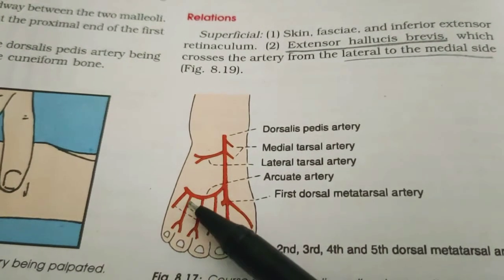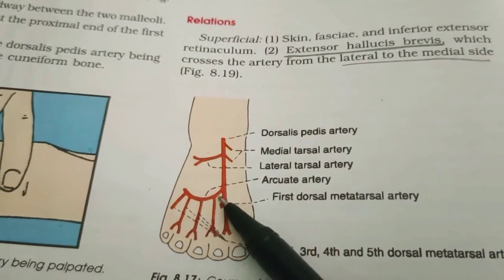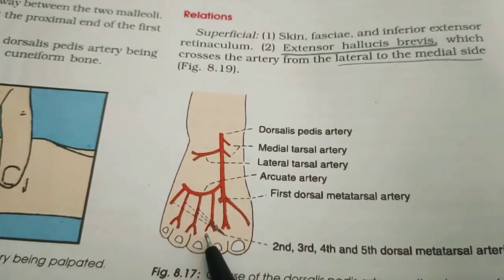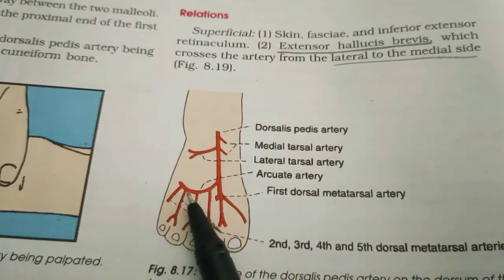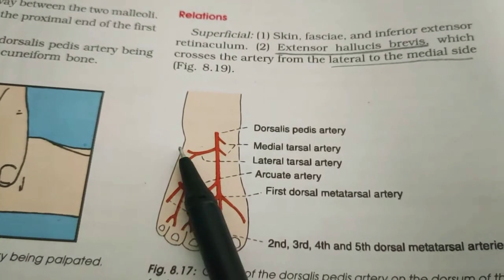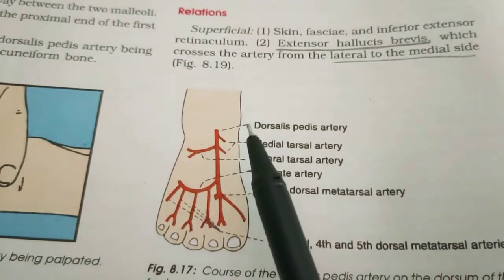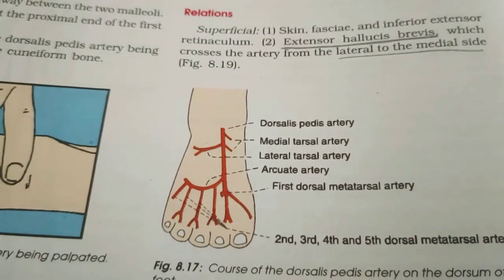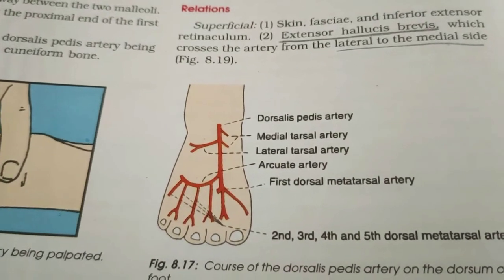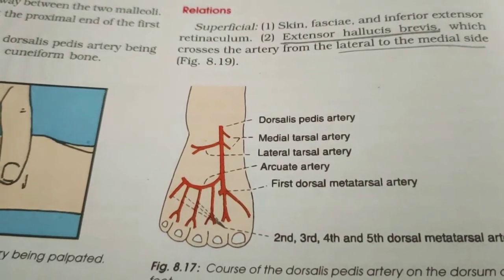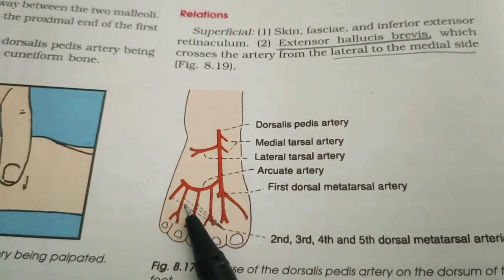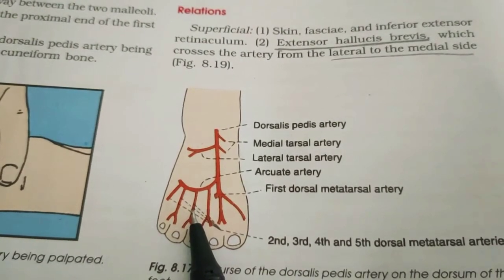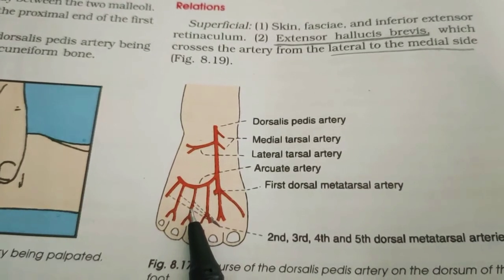You can see here it's like an arch-like structure, hence the name arcuate artery. Arcuate artery is a large branch which arises opposite to the medial cuneiform bone. Here, of course, this is the medial side. The medial cuneiform bone will be here, so just opposite to that you will have the arcuate artery. So it is a large branch, runs laterally over the base of metatarsal bones. Of course, here metatarsals will be there, and deep to tendons of extensor digitorum longus and extensor digitorum brevis.